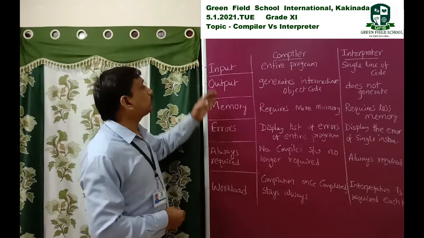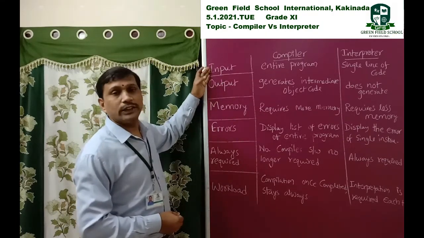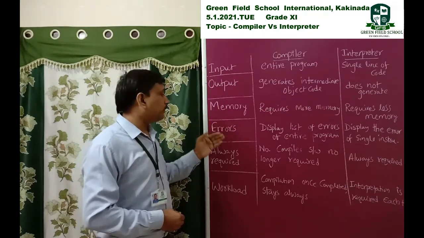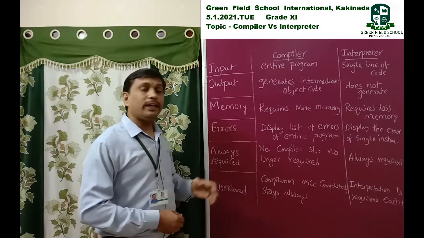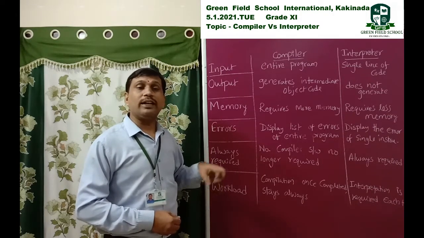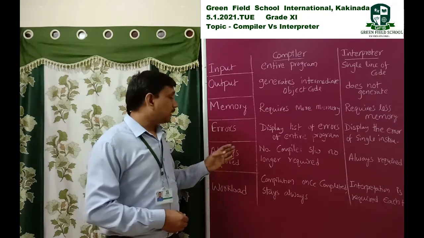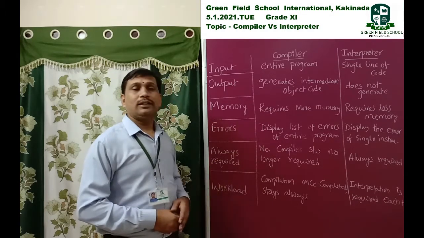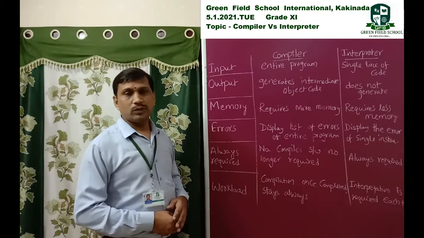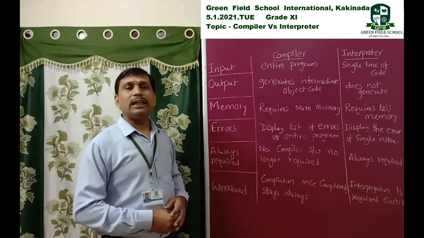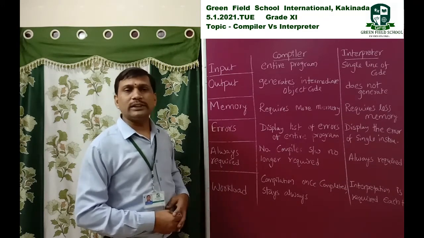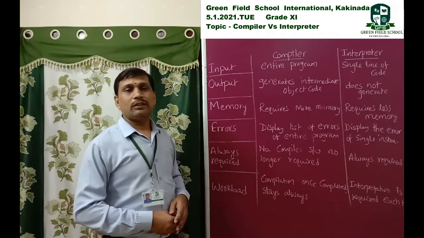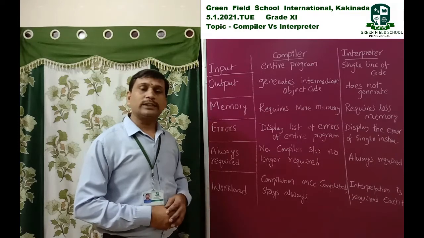Here are the main objectives of comparison. The first one is input, the second one is output. Based on the output, memory-wise and error-wise, and whether the compiler software is always required or not. Whether this translator software is required or not. Here the workload: whether any recompilation is required or not. So this is today's concept.